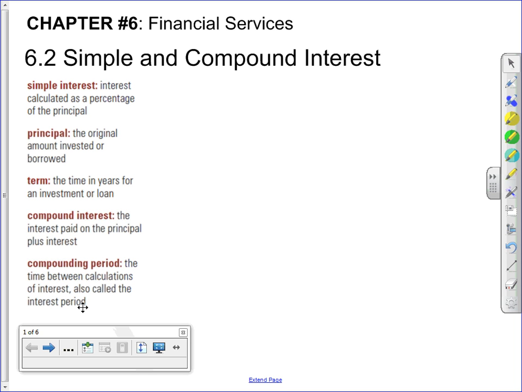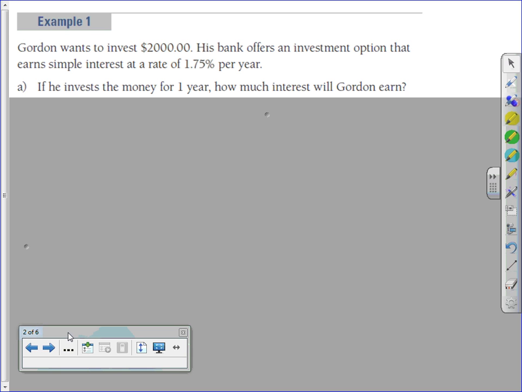So if you can invest in the stock market, you might gain more. You also might lose more. Today we're going to look at simple interest and then something called compound interest. So simple interest just means you find the percentage of a value of money.